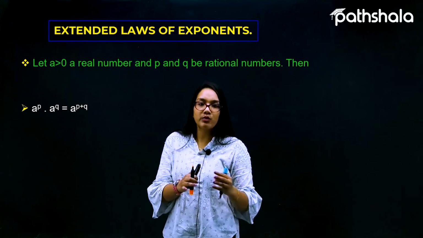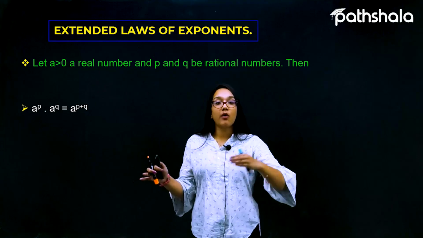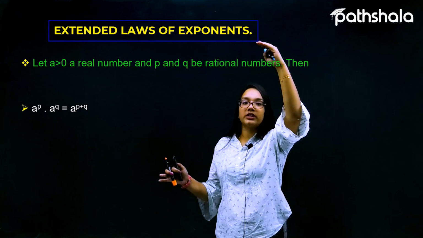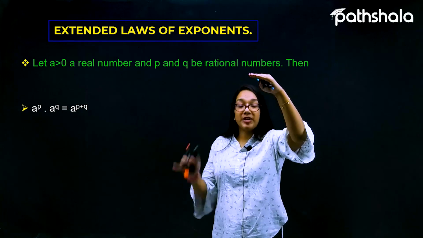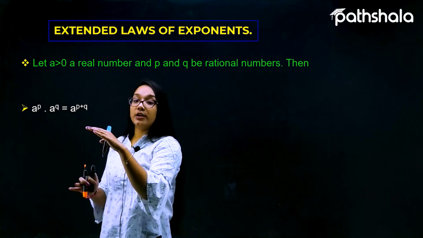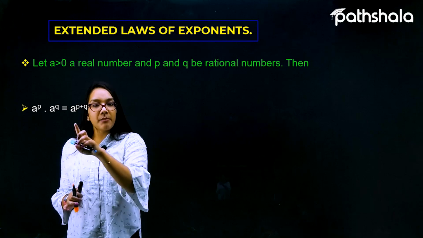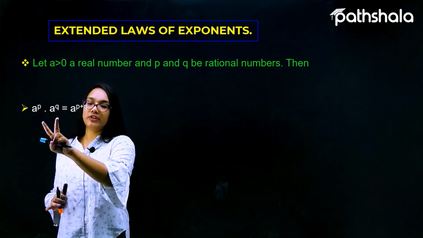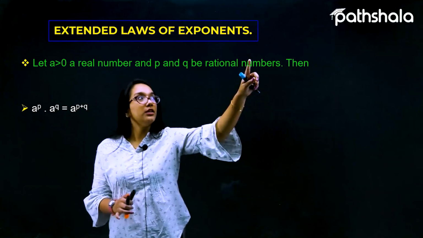So actually we are using the basic laws of the exponents, but we are now calling them the extended laws of the exponents because we are using the powers as rational numbers p and q. So the very first law says a raised to the power p into a raised to the power q, where a is a real number and the bases of both of these numbers are the same, and the powers p and q are nothing but rational numbers.